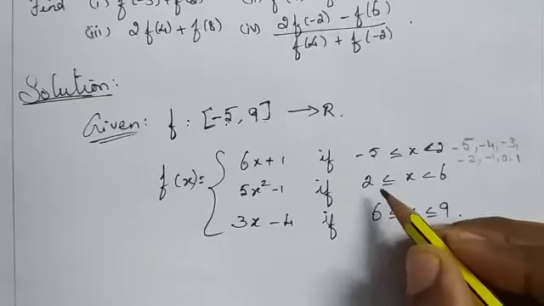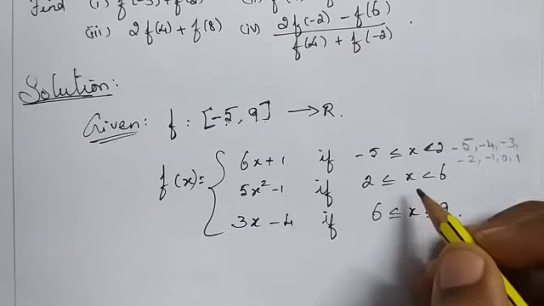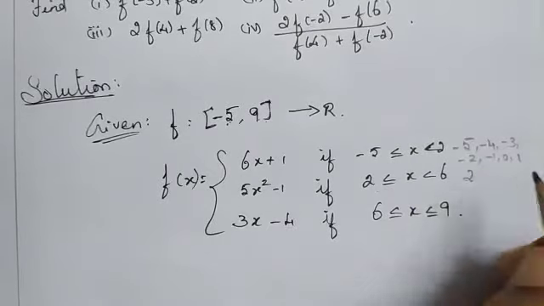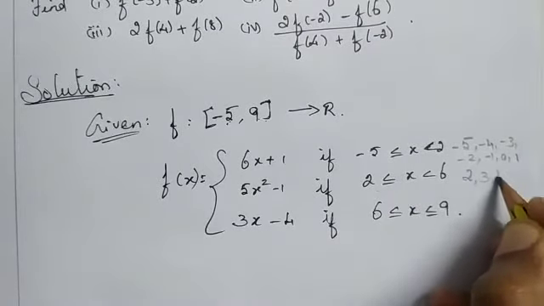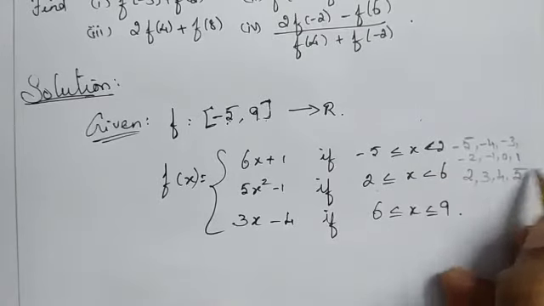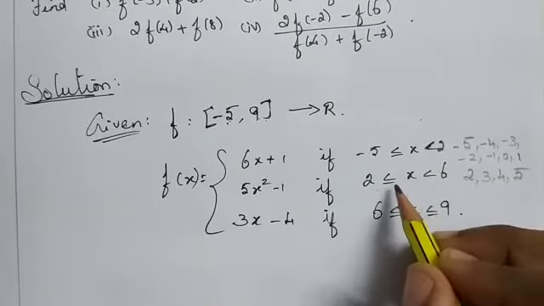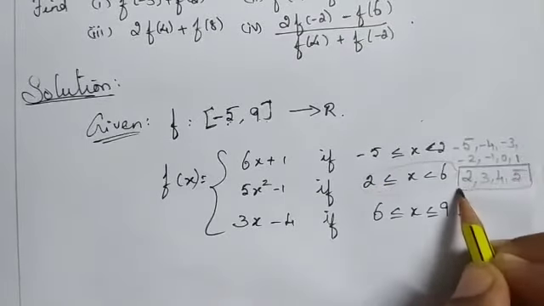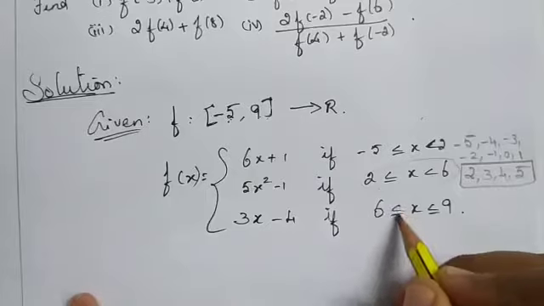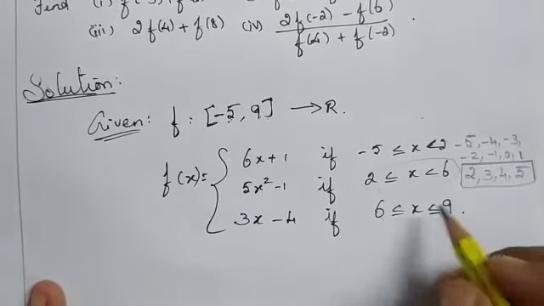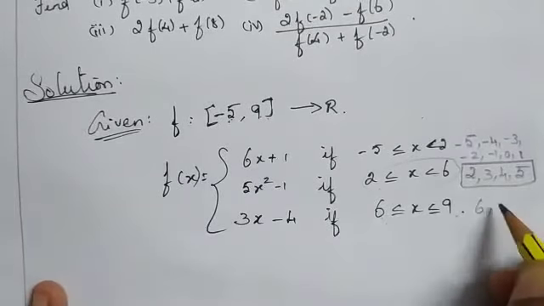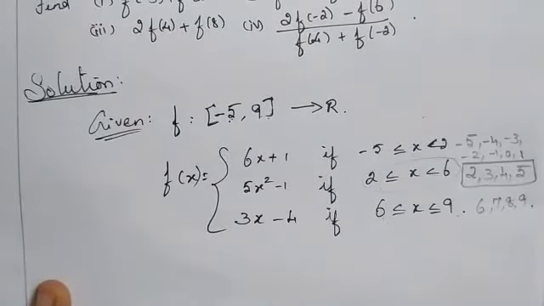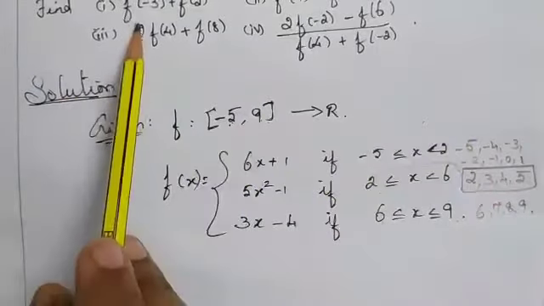Next line. 2 less than or equal to x less than 6. From 2, that is 2, 3, 4, less than 6, therefore up to 5. The value of x for this line is 2 to 5. Next, 6 less than or equal to x less than or equal to 9, therefore 6 to 9. 6, 7, 8, 9. Now find the first part.